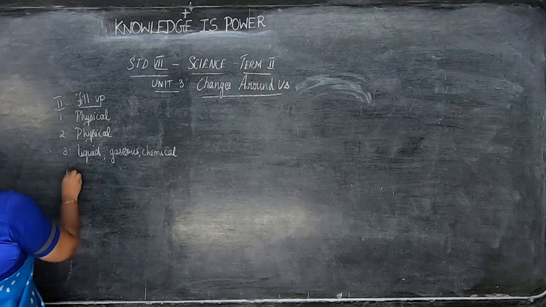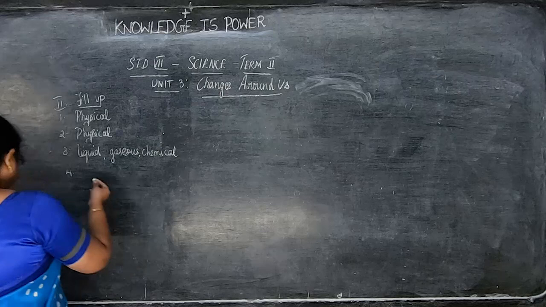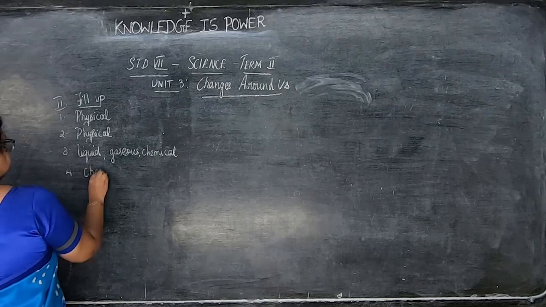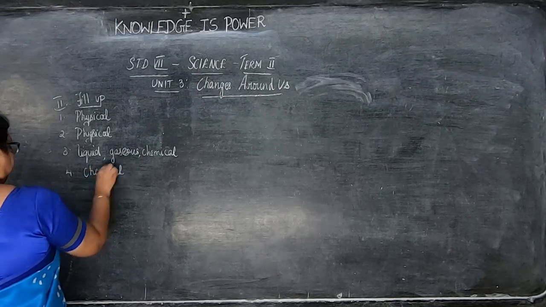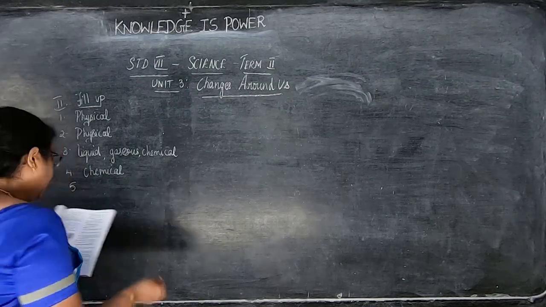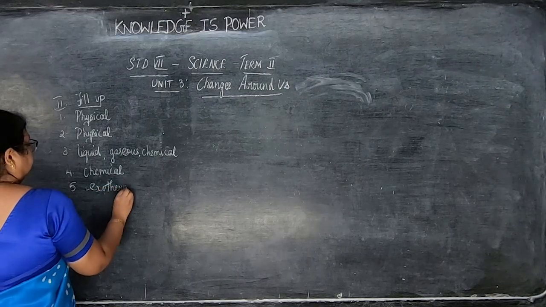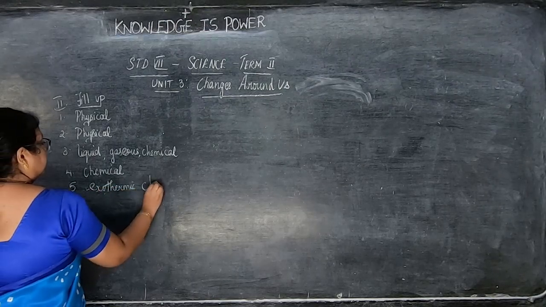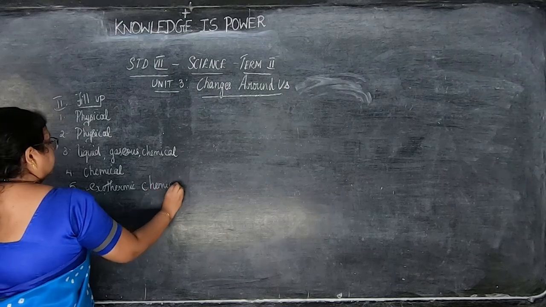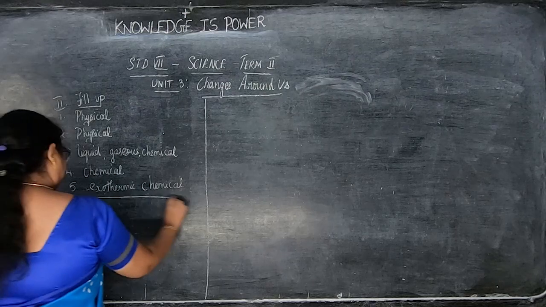The next is point 1. Spoiling of food is a dash change, chemical change. And next, respiration is a dash change, exothermic chemical change. Exothermic chemical change. Have you finished, children? Now, next is true or false.